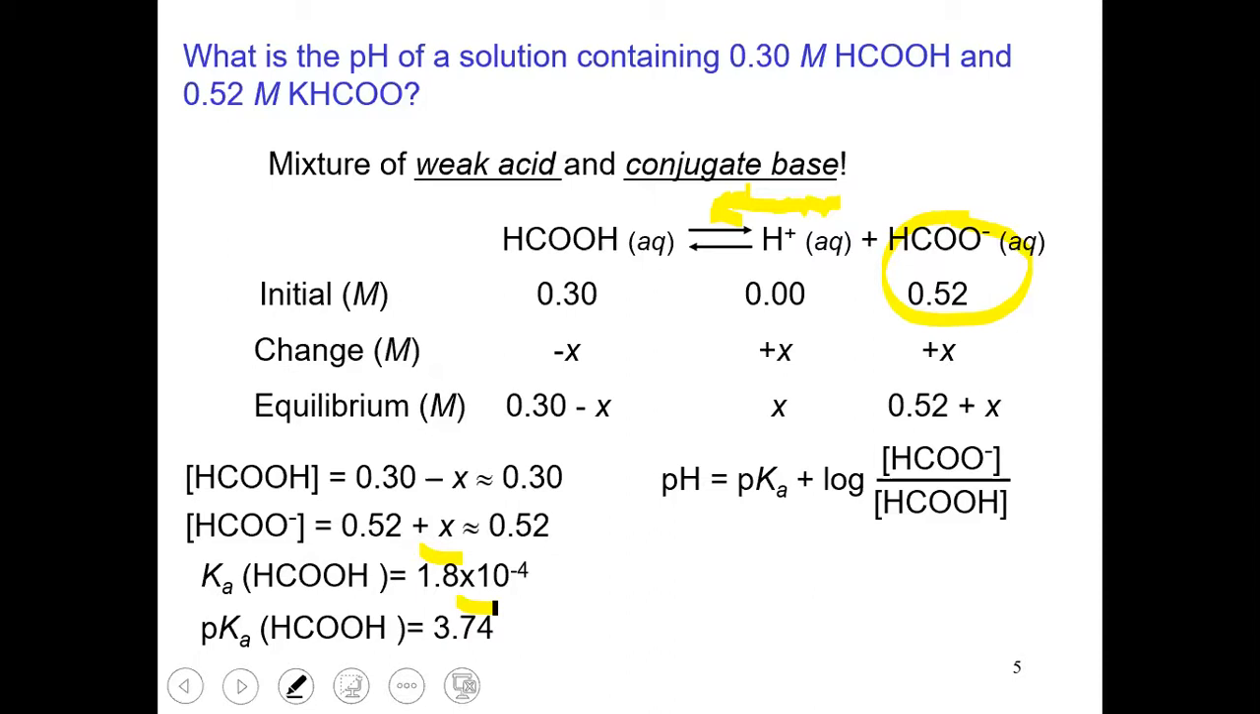So pH will be pK, which is 3.74, plus the log of base over acid. So that'll be 0.52 over 0.30. You can already tell that because that value is bigger than 1, the log is going to be a positive number, which means the pH is going to be higher than the value of pK, and that value is 3.98.